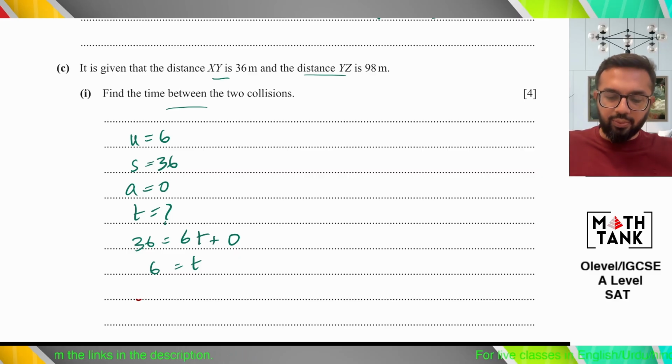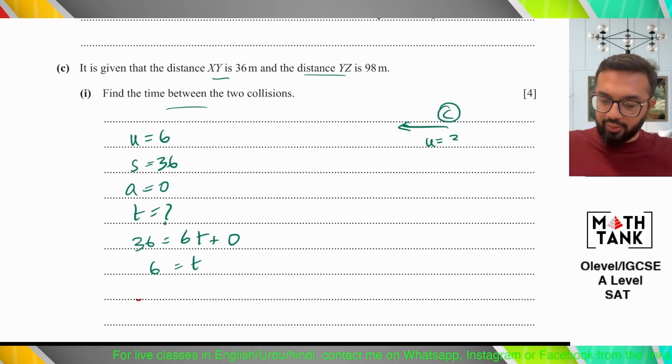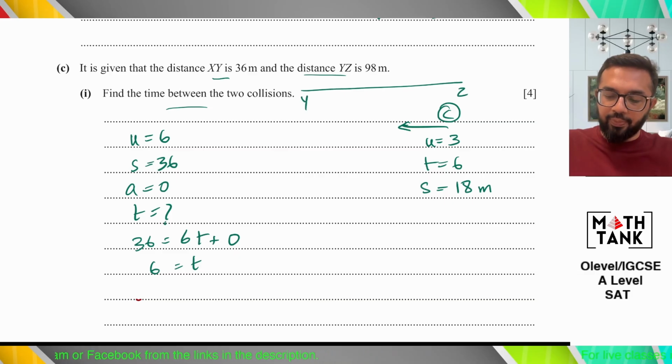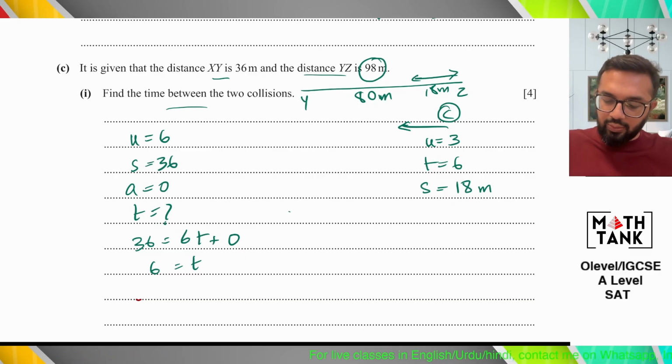During that period, what's going to happen is that C was coming back in the reverse direction, so it had a speed of minus v, and v came out to be 3, so u equals 3. It was traveling for a time of 6, so it was already at a distance of 18 meters. So of this distance between Y and Z, 18 meters was already covered. How much of it was remaining? 80 meters.